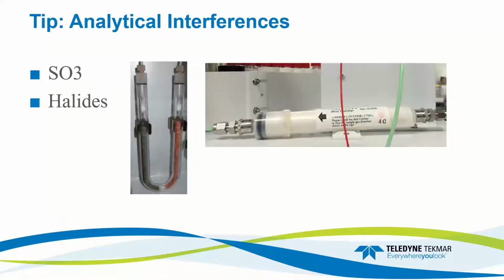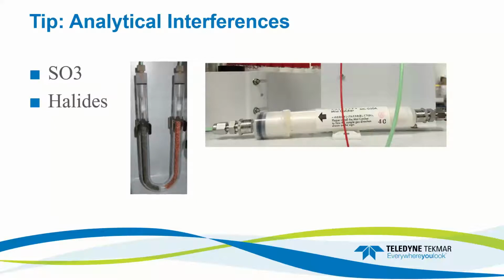Another tip is we just have to look at different types of analytical interferences that may not allow us to reach low-level analysis. Just remember there's two types of analytical interferences for an NDIR, a non-dispersive infrared detector, which we use in the TOC industry. It's going to be your sulfur-containing compounds and your halides. If you're trying to achieve the most sensitive and most accurate results, you want to eliminate these interferences.